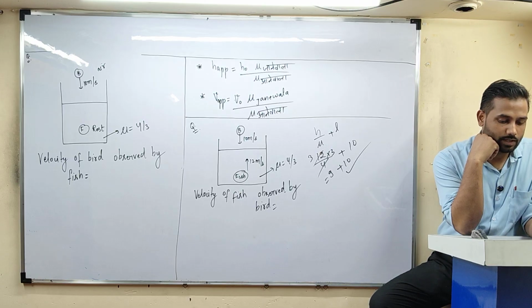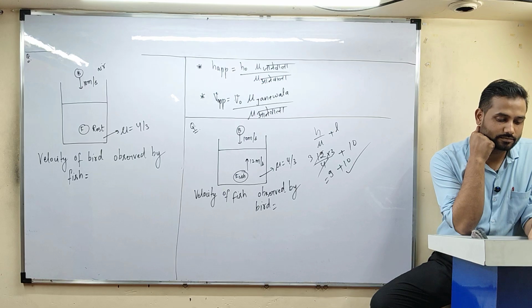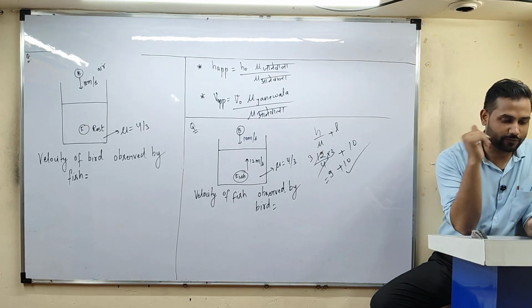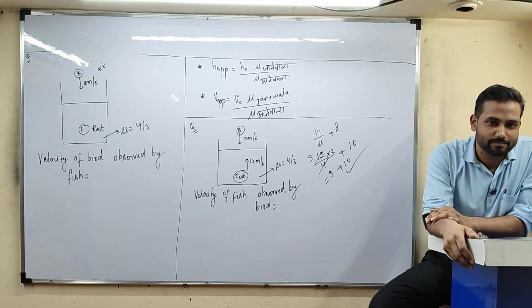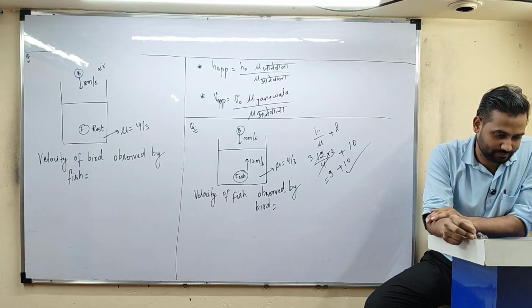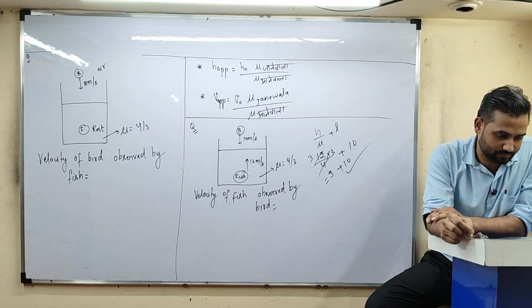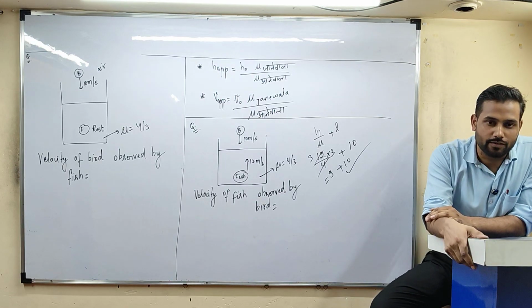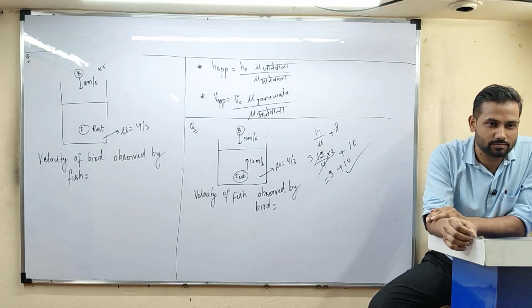$24. How many of you are getting 24? Everyone. And 24 is correct. Done? Should we move to the next question?